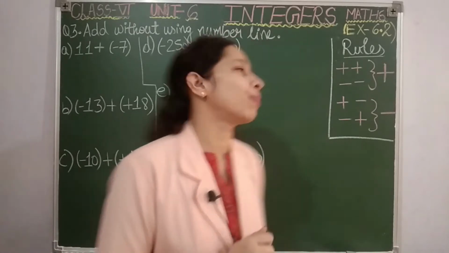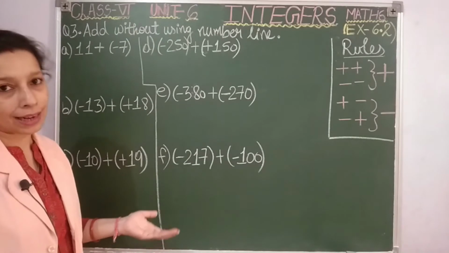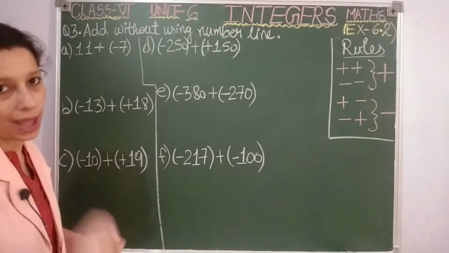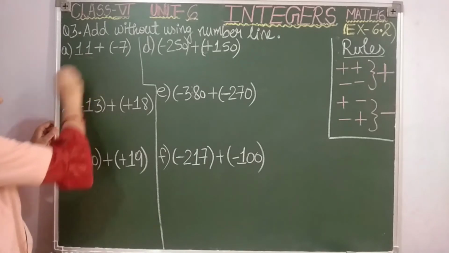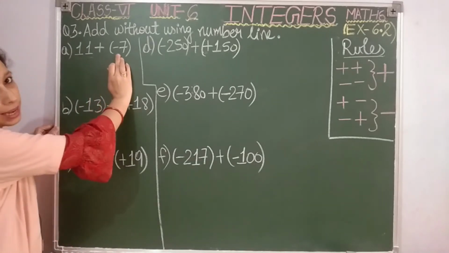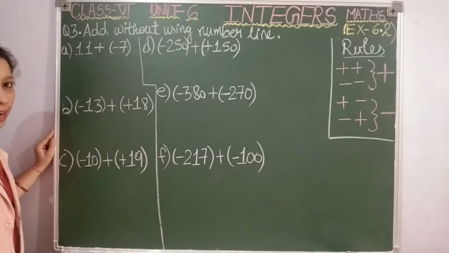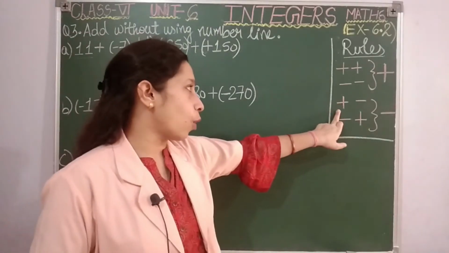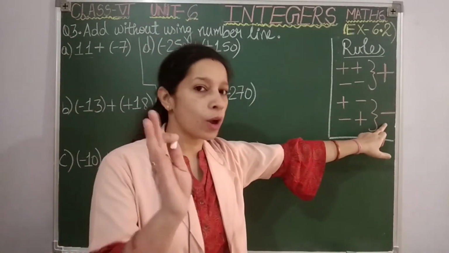Okay students, so let us begin. Question number 3, add without using number line. No number line here we have to prepare, but still we have to add. No problem. So first is a positive integer and second one is a negative integer, isn't it students? Signs are opposite, plus minus. So what I told you, when an integer is positive and the second integer is negative, you are going to subtract. You have to do minus here.